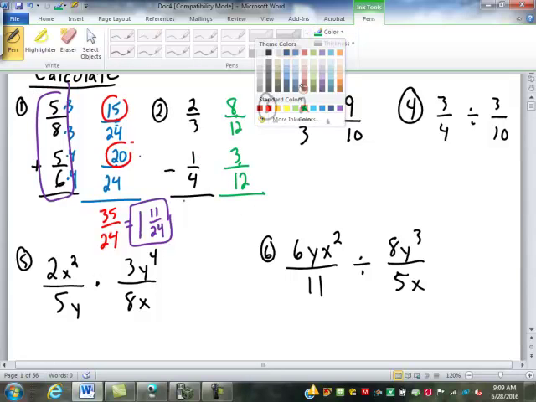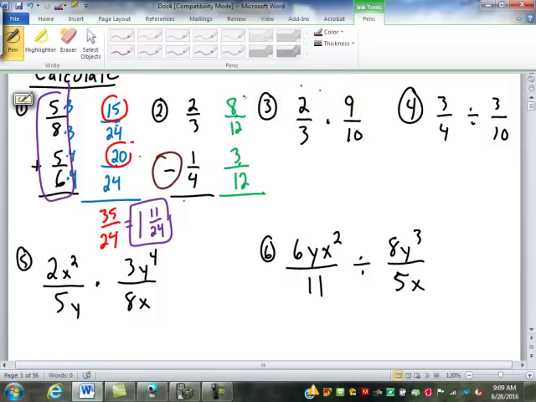Now, of course, we have to remember that we are subtracting. 8 minus 3 makes 5 over 12. We keep the same name. Good.